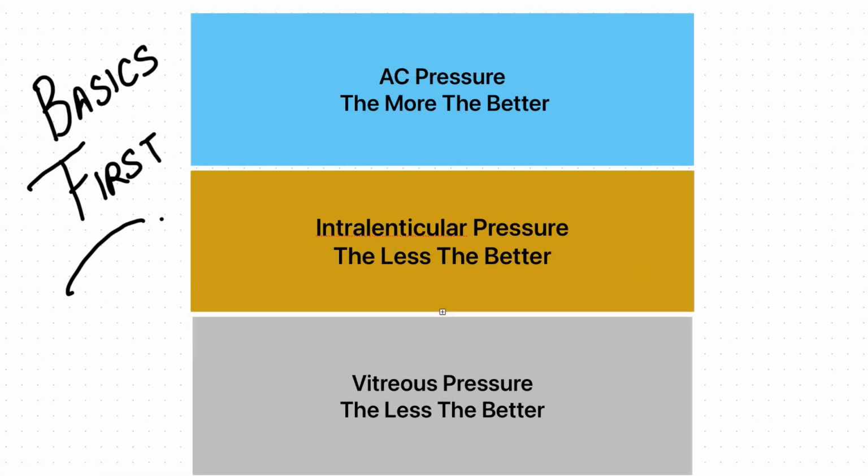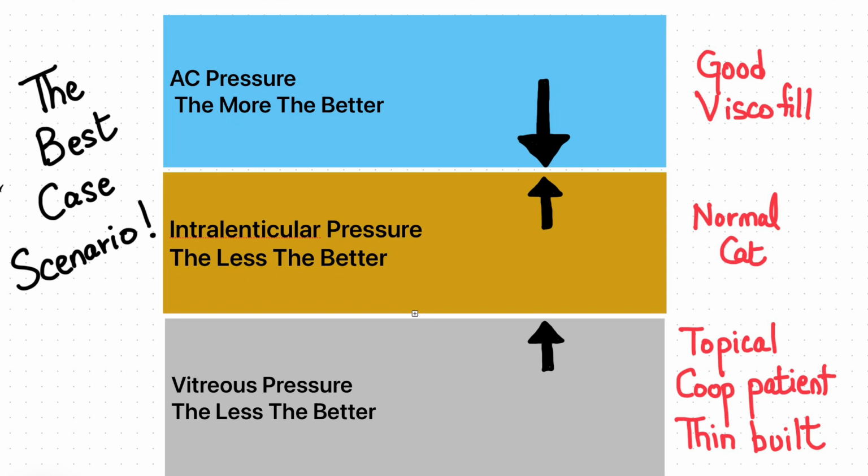So as you all must be knowing, and if you don't know, let me clarify at the beginning of the video that AC pressure is maintained by your phaco irrigating fluid or the visco before you start your capsulorhexis. Viscoelastic creates the AC pressure, so the more you fill the anterior chamber with viscoelastic, the better it is. Intralenticular pressure should be as little as possible. Grade 1, grade 2, grade 3 cataracts have a normal kind of intralenticular pressure, but when you go to the intumescent ones, you get a lot of intralenticular pressure. And the third is the vitreous pressure. The less, the better.